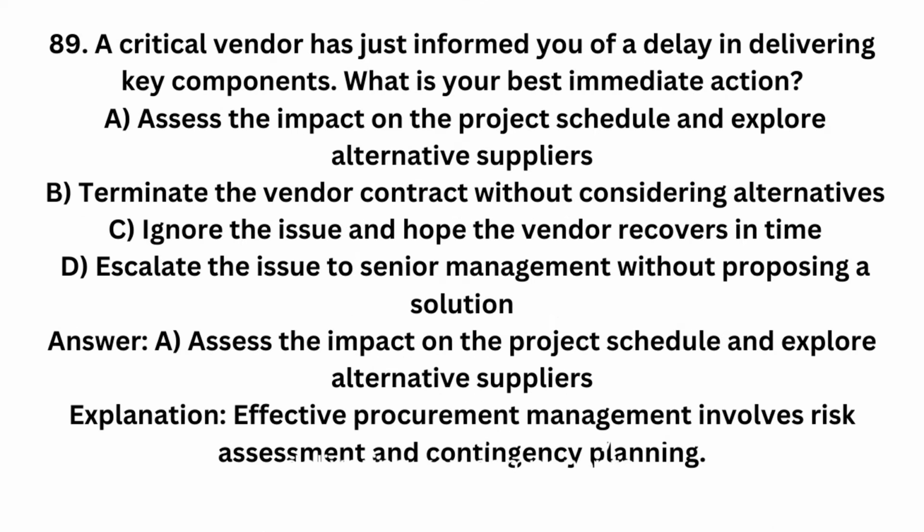89. A critical vendor has just informed you of a delay in delivering key components. What is your best immediate action? A. Assess the impact on the project schedule and explore alternative suppliers. B. Terminate the vendor contract without considering alternatives. C. Ignore the issue and hope the vendor recovers in time. D. De-escalate the issue to senior management without proposing a solution. Answer: A. Assess the impact on the project schedule and explore alternative suppliers. Explanation: effective procurement management involves risk assessment and contingency planning.